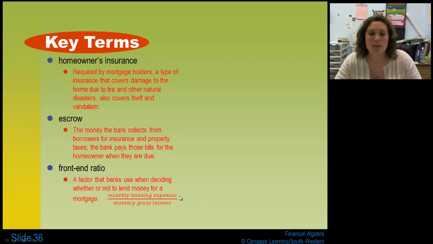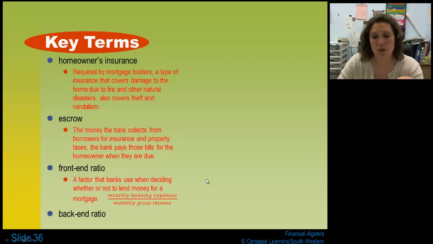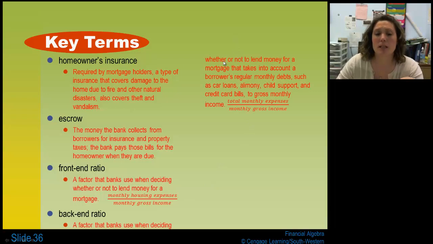Front end ratio. This is a factor that banks use when deciding whether or not to lend money for a mortgage. So front end ratio is the total monthly housing expenses divided by the monthly gross income. We also have a back end ratio, which is, again, a factor that banks use when deciding whether or not to lend money for a mortgage.